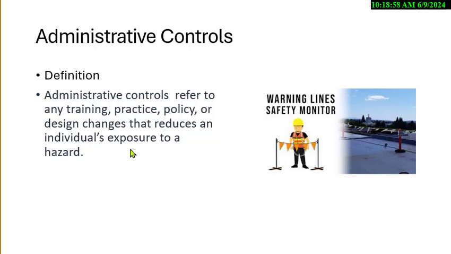Now we get into administrative controls. That refers to a training, practice, policy, or design change that reduces an individual's exposure to a hazard. The one that everybody understands in the United States is the safety monitoring system for flat construction roofing work. Back in the 1970s, they were at the edge of these roofs and they were falling. Remember, ladders and roofs are the #1 source of falls.